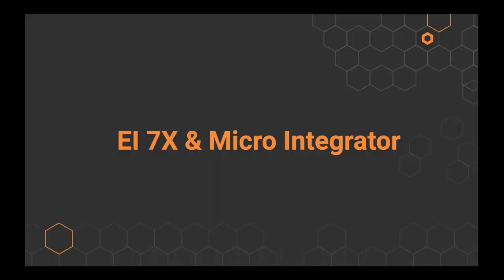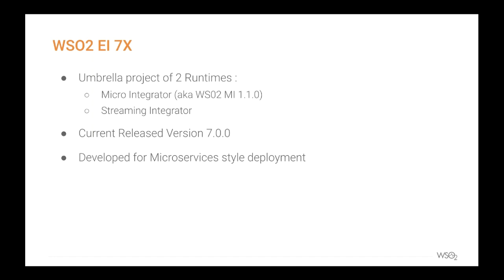So let's go through what EI 7 and Micro Integrator are. It's an umbrella project of mainly two runtimes: Micro Integrator, which is known as WSO2 Micro Integrator version 1.1.0, and Streaming Integrator. The current release version is 7.0.0, and we have developed it targeting microservices style deployments.